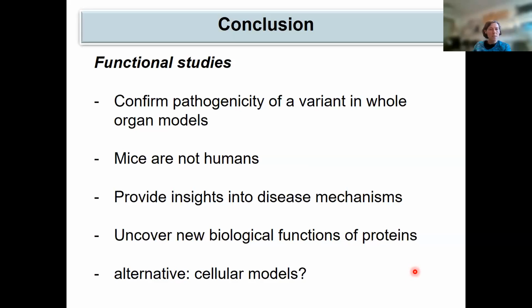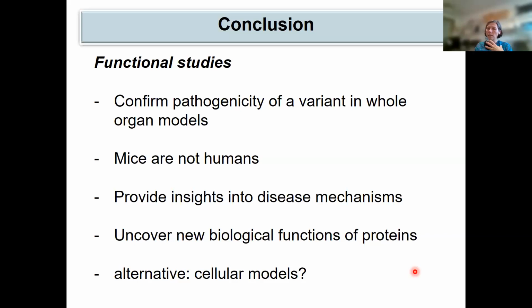Coming to the end of my talk, I hope I could convince you that functional studies can help us to confirm the pathogenicity of a variant in whole organ models, but they can also tell you that mice are not humans, and not everything seen in the human patients can be modeled or found in the mice. This is partially because cardiomyopathies tend to be late onset in humans, and mice have a way different physiology. Nevertheless, the mouse model can provide insights into disease mechanisms.